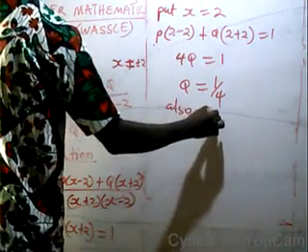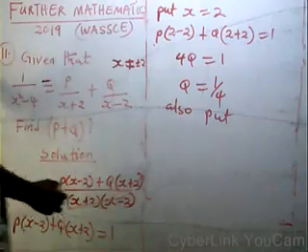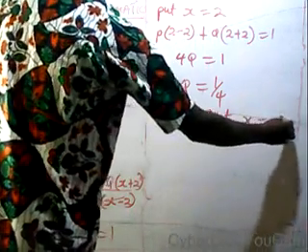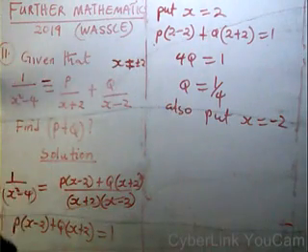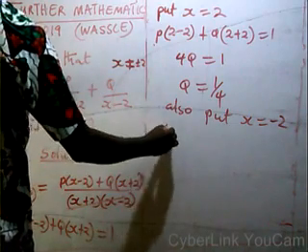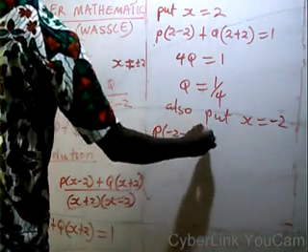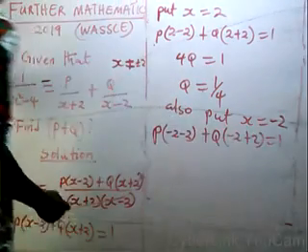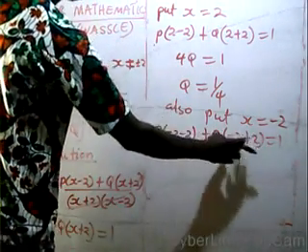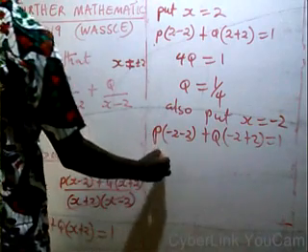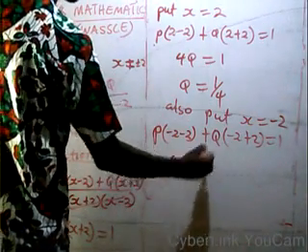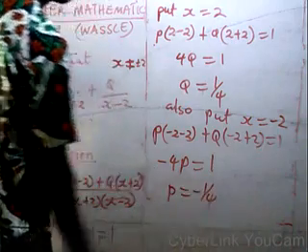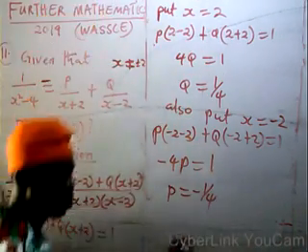Also, if I put x to be equal to minus 2, of course q will vanish, because what I'm going to have is p into bracket minus 2 minus 2 plus q into bracket minus 2 plus 2 is equal to 1. And invariably this area will vanish, because minus 2 plus 2 will be 0. So here I have minus 4p is equal to 1. So if you divide both sides by minus 4, you have p to be equal to minus 1 over 4. Then you can now find p plus q as we are given.